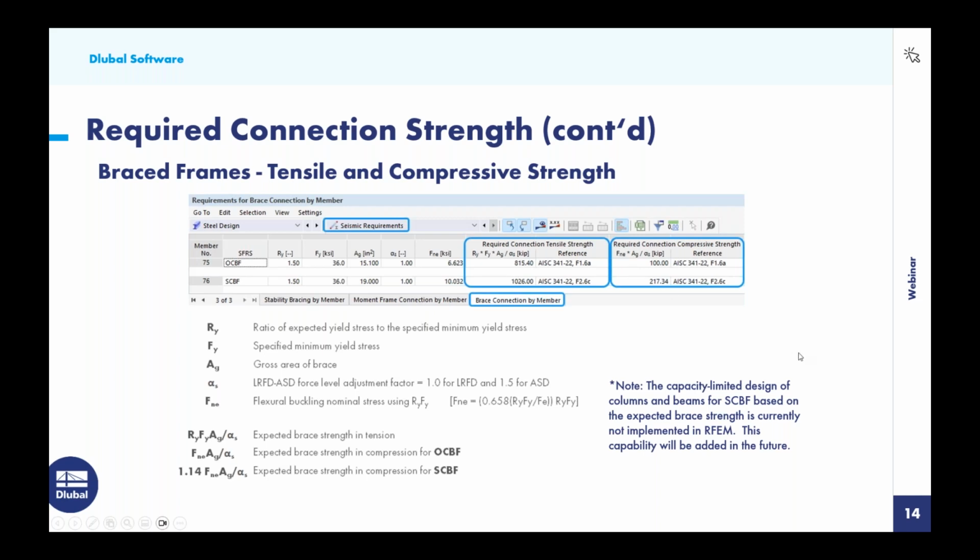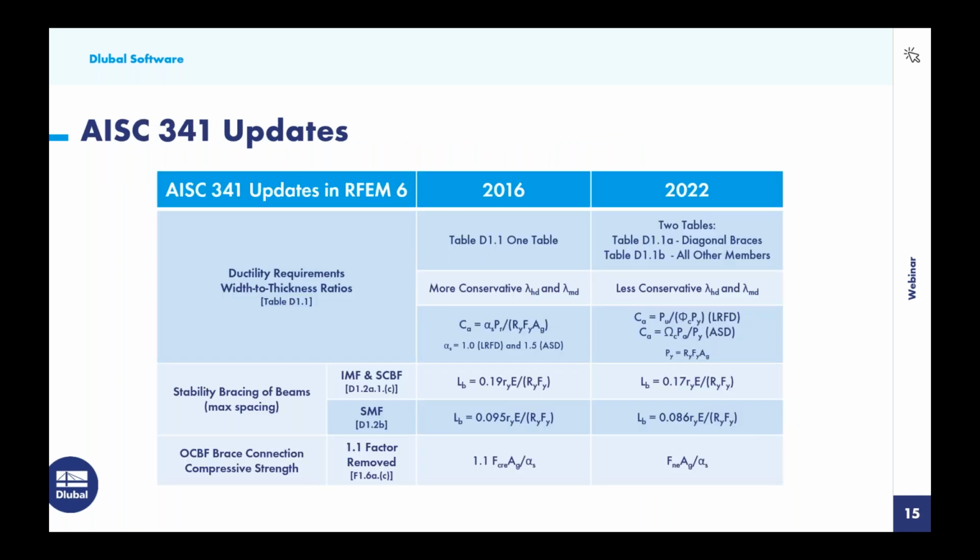Also, I made a small note down here, the capacity limited design of columns and beams for special concentrically braced frames. This is based on the expected brace strength, of course. It's currently not implemented in RFEM, but we do plan to add this capability in the near future. So just keep an eye out for that.